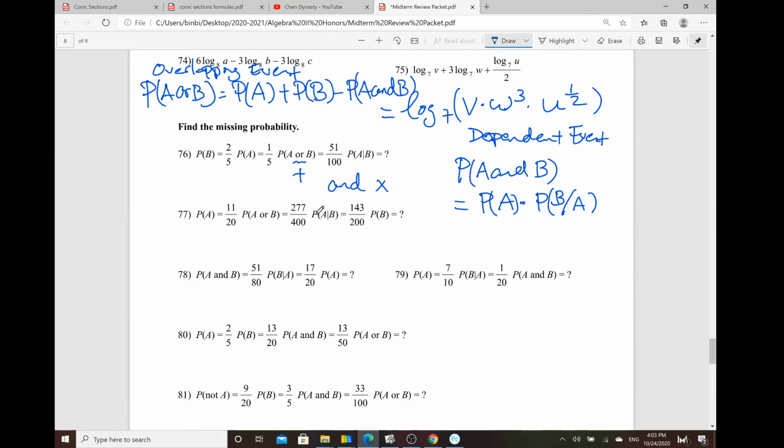Okay, so now what we found here, 76, excuse me. So 76, we do have probability of B, probability of A, and also we do have probability of A or B. So now we need to find out probability of A based upon B. Okay, so now how do we do that?